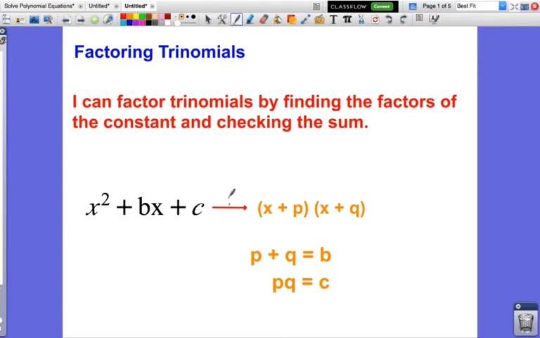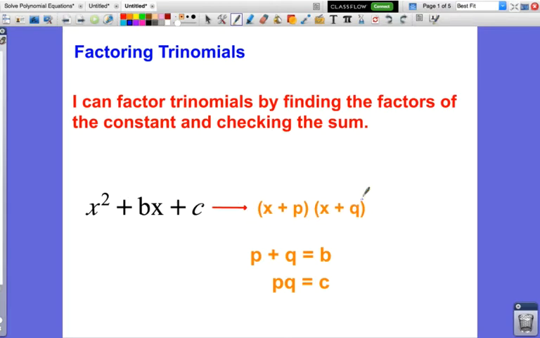So, we're going to factor problems that look like this: x squared plus bx plus c. So I'm going to have an x squared up front, I'm going to have x times something else, and then I'm going to have a constant in the end that has no x attached to it. Whenever we factor this, we should get it into a form that looks something like this.